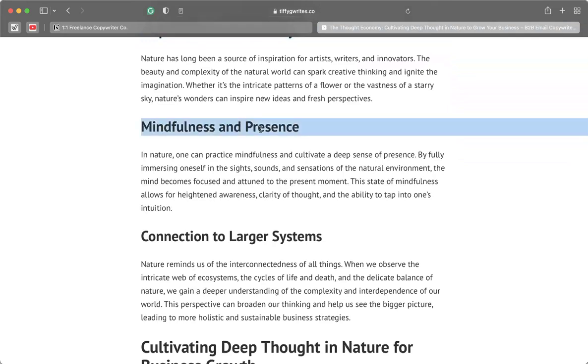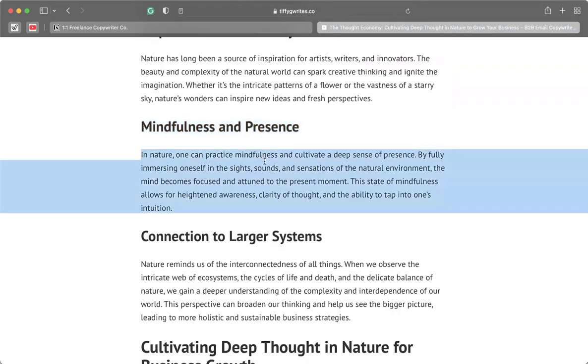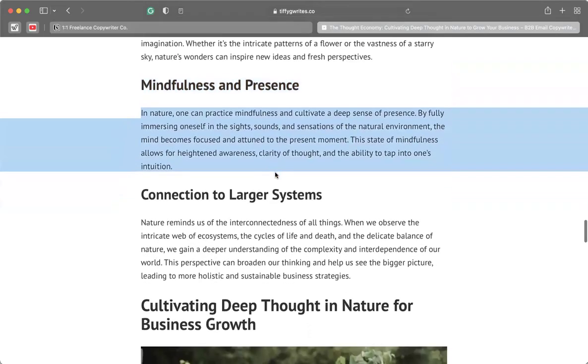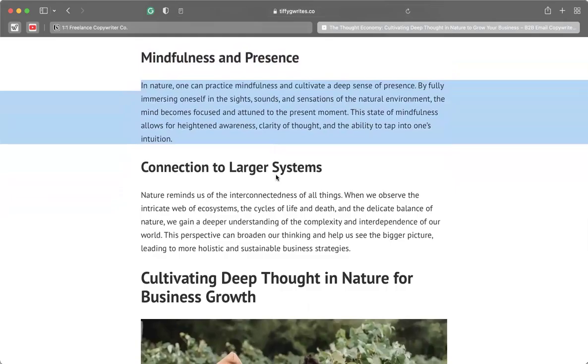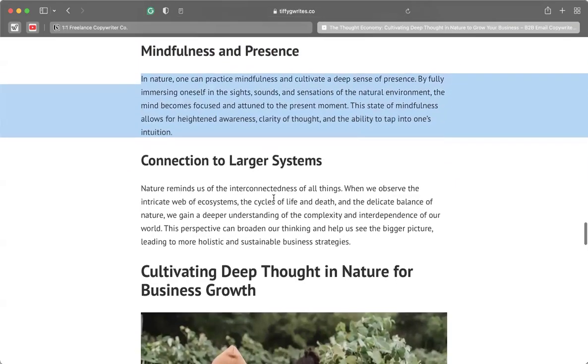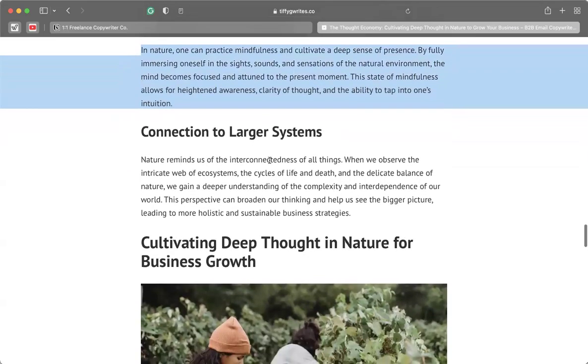Mindfulness and presence. In nature, one can practice mindfulness and cultivate a deep sense of presence by fully immersing yourself in the sights, sounds, and sensations of the natural environment. The mind becomes focused and attuned to the present moment. This state of mindfulness allows for heightened awareness, clarity of thought, and the ability to tap into one's intuition.